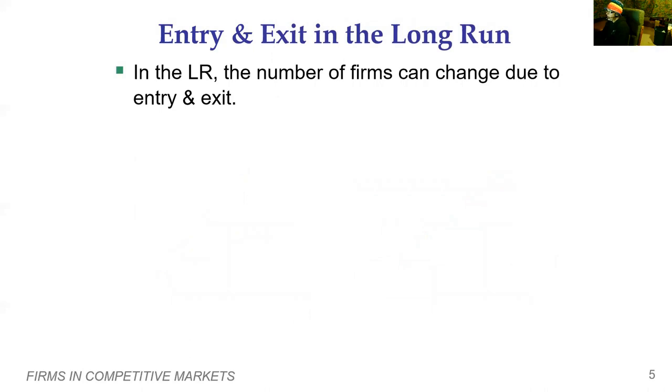Okay, so we talked a little bit about the long run, and we said that because there are no barriers to entry here, it's easy to enter and easy to exit. So there are no barriers to entry or barriers to exit. And that's what makes the variability happen in the long run.